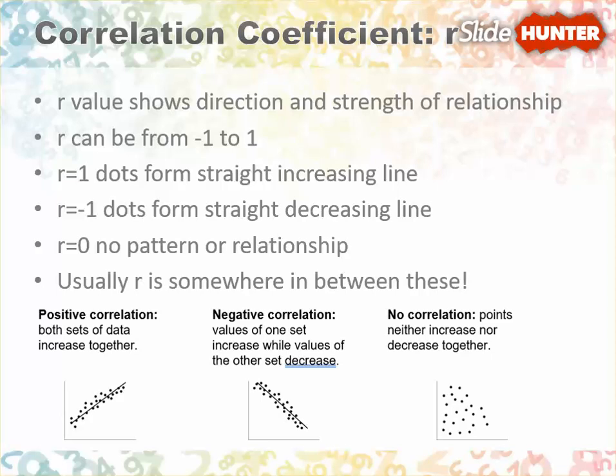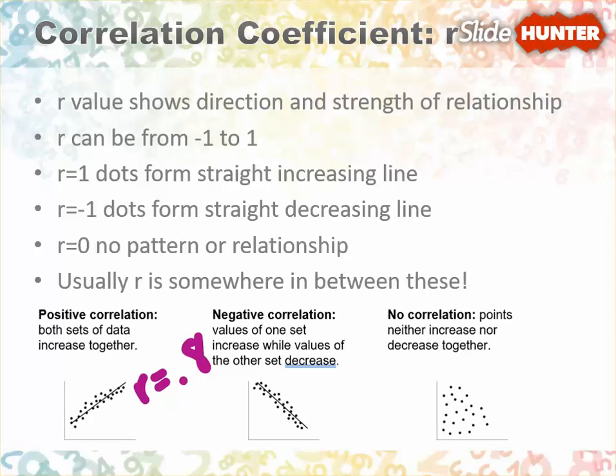So let's go back to the graphs we looked at on the previous page. Remember, we said this first one was a positive correlation. So clearly there's a pattern, it's increasing, and it's fairly strong. Those numbers are all grouped together, but they're not all exactly on the line. I would estimate that this R value would probably be about 0.8.